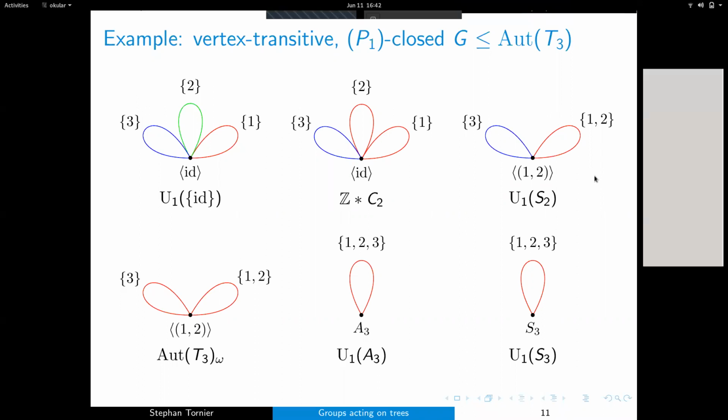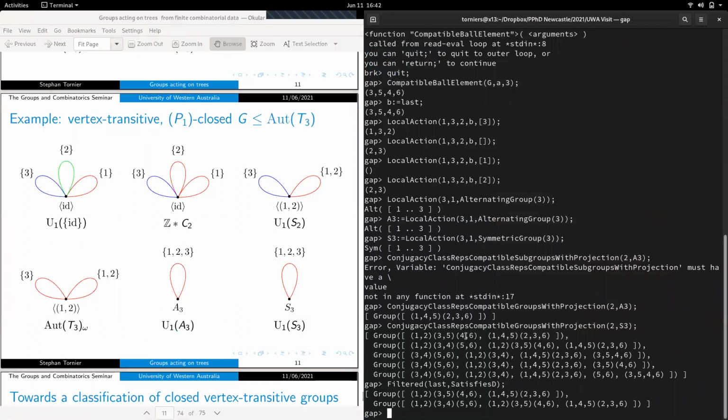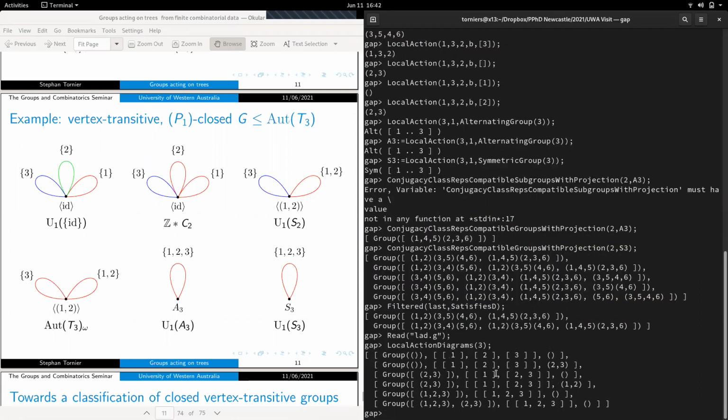And again, if you like, this is not packaged yet, but I've written a little thing in GAP which outputs these local action diagrams. Well, not nice pictures as in the presentation, but at least the data behind them. So the argument here will be the degree of the tree, and it will output all vertex-transitive P1 closed groups acting on that regular tree, given by their local action diagrams.